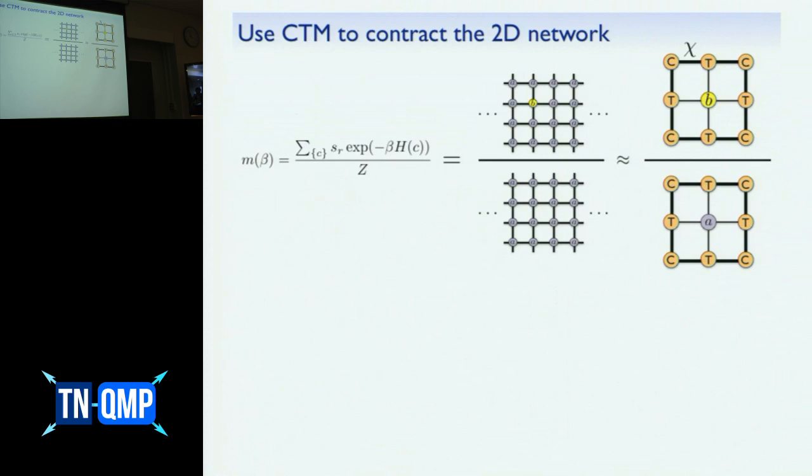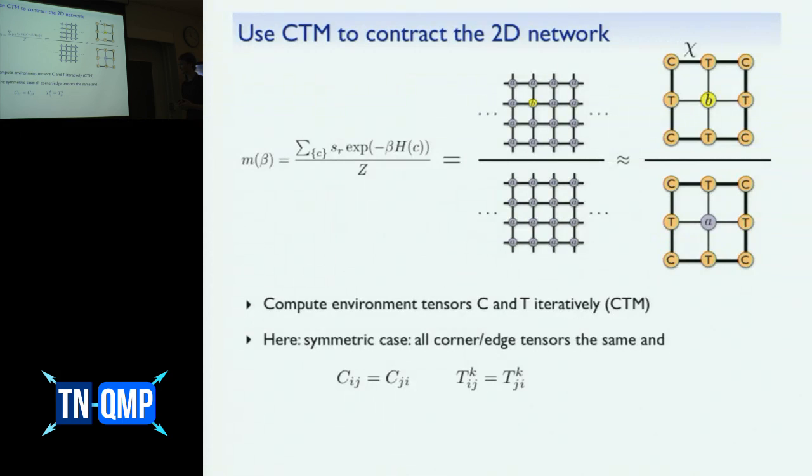So, as explained before, we can use the CTM method to compute C and T in an iterative way. We have the simple case here that we have rotational symmetry, so we can use these C tensors all the same, and also these edge tensors all the same. They have these symmetries here. And then for the boundary, the easiest thing is to start from a random symmetric boundary, so you can initialize it in a random way.